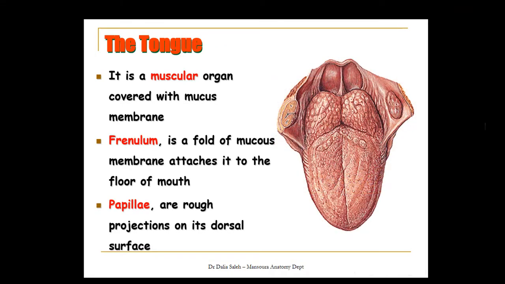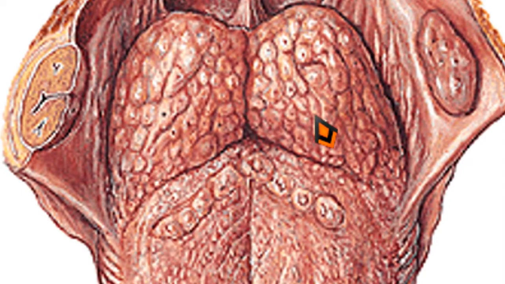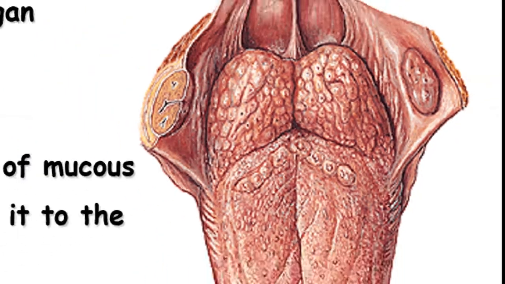On the dorsal surface of the tongue, the part that faces the hard palate, it is rough and filled with projections called papillae. Some of them contain the taste receptors, or taste buds.